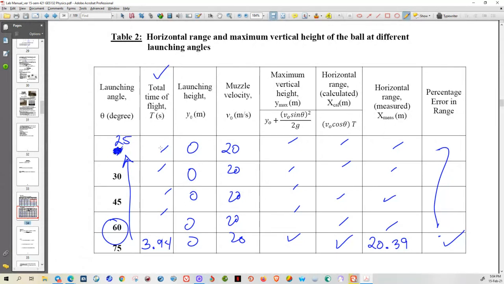What to do next? That's it. This is the experiment. You've finished the table. You're almost, let's say, 90% of the report. But what's next? Okay, let me explain to you what's next.